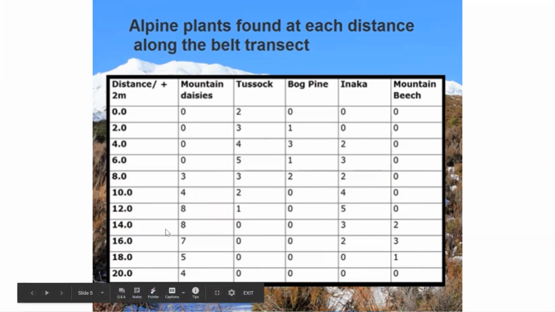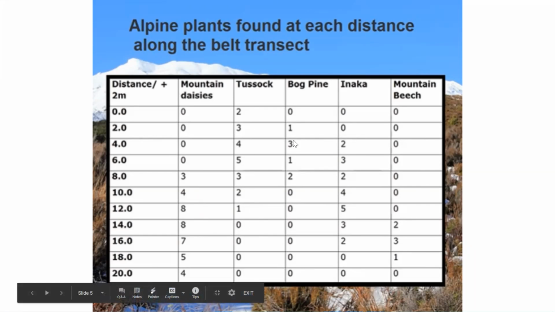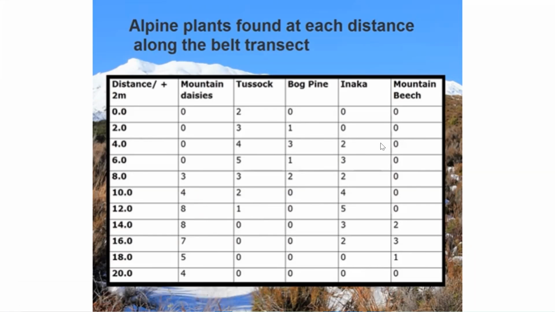Because no other species were found more than 8 in number at one point. So at 12 meters and 14 meters, daisies were the highest in number, 8. But no other species at any other 2 meter point had so much population. So I'm going to say that mountain daisies were more in number along the transect, even if they were not evenly spread.